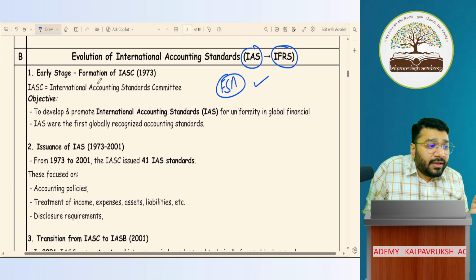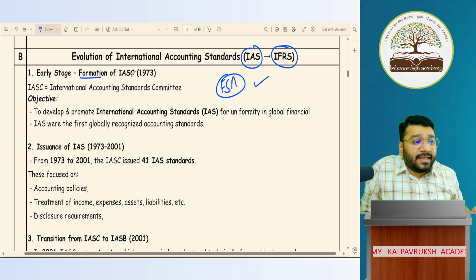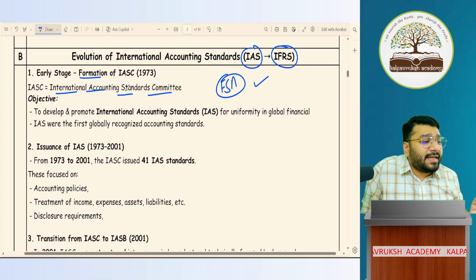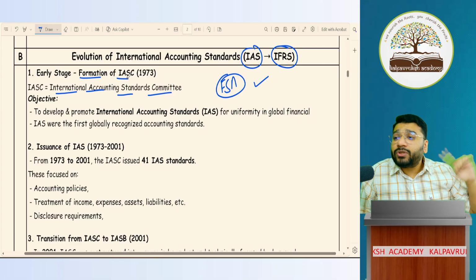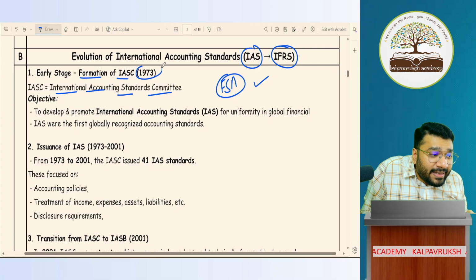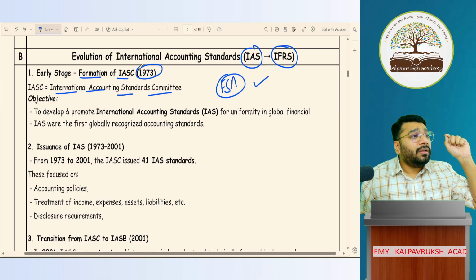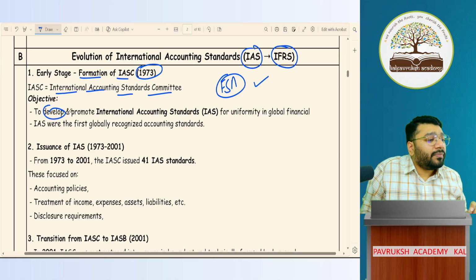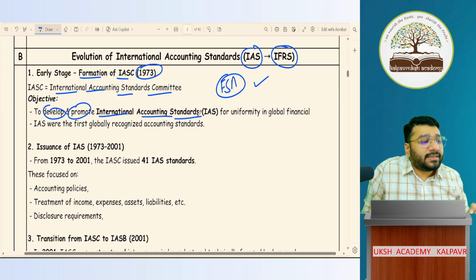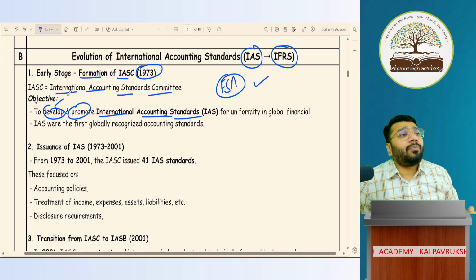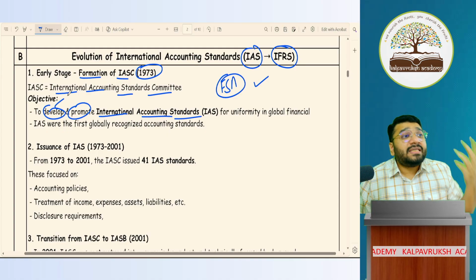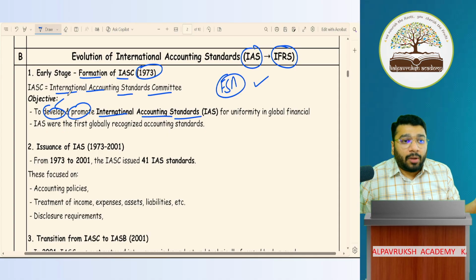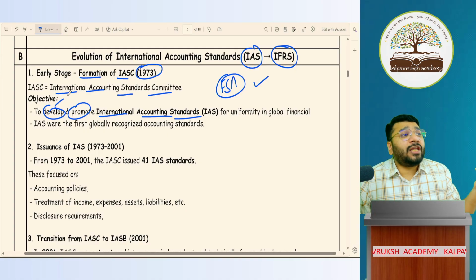So for this purpose, they formed a committee called the International Accounting Standards Committee, shortly and sweetly called IASC. This was constituted in the year 1973. The objective of this IASC was to develop and promote international accounting standards. So it identified all the problematic areas where business entities were having difficulty in accounting, and they gave solutions to those problems through international accounting standards.